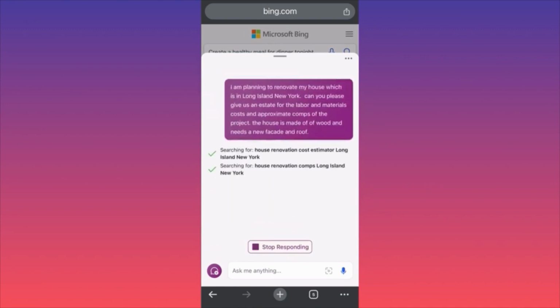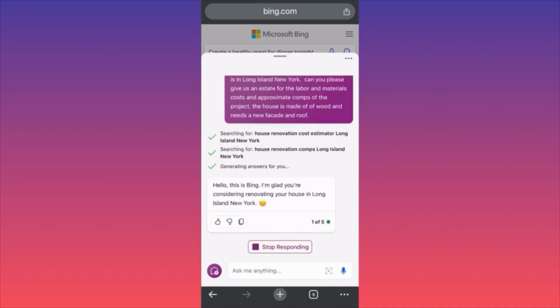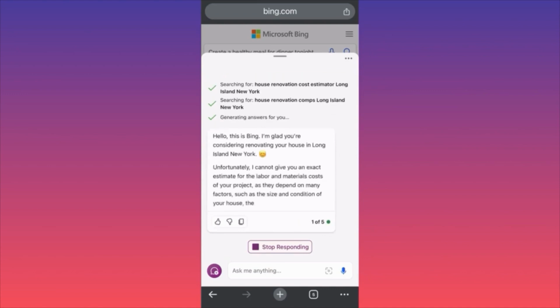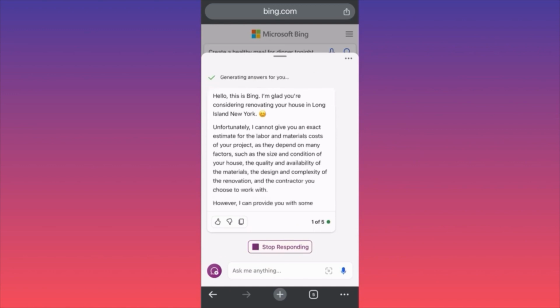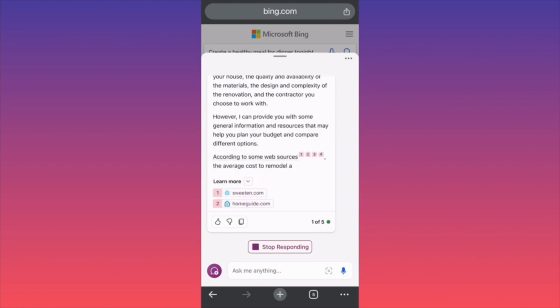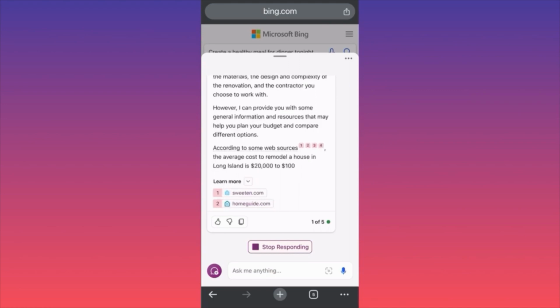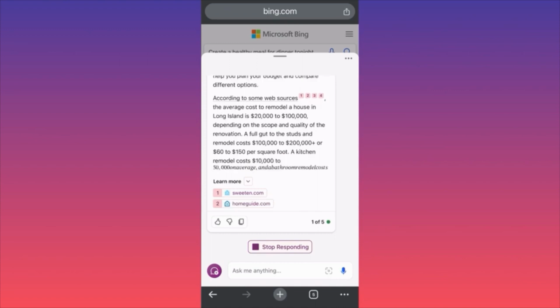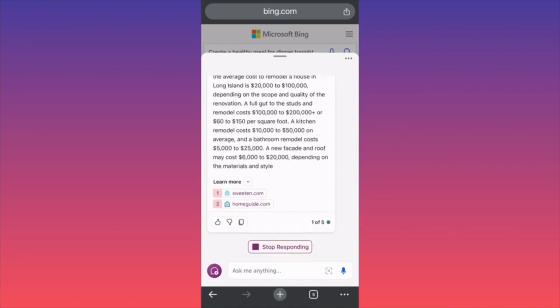Okay, searching for. Hello, this is Bing. I'm glad you're considering renovating your house in Long Island City. Unfortunately, I cannot give you an exact estimate for the labor and materials cost for the house, however I can provide you with some general information. According to some web sources, the average, so this is good.